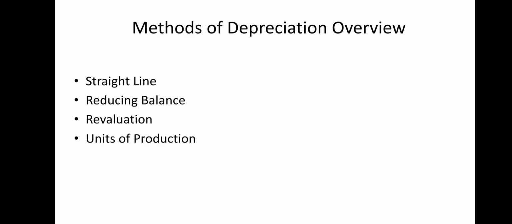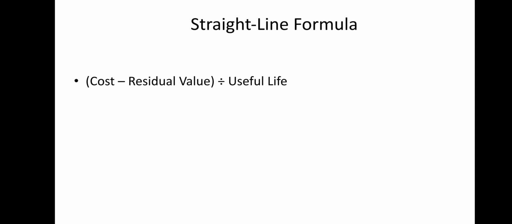Now, there are various methods of depreciation: straight line, reducing balance method, revaluation, and units of production. I will go step by step through each depreciation method and give examples as well. So, for the straight line method, the asset is depreciated equally each year. It's very simple and it's the most common method used in companies.